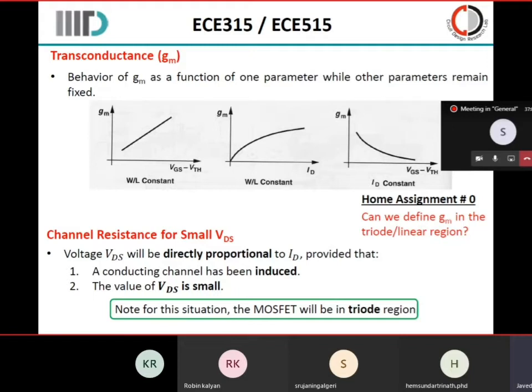With that said, the channel resistance for small VDS will be inversely proportional to ID, provided, like what Robin said, the value of VDS has to be small and a conducting channel has been induced. So these two things don't work if there is no conducting channel. For this to happen, the MOSFET will be in the triode region.